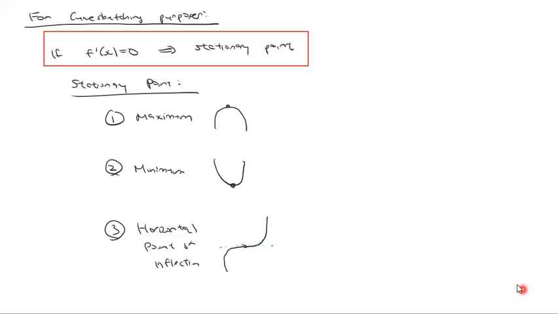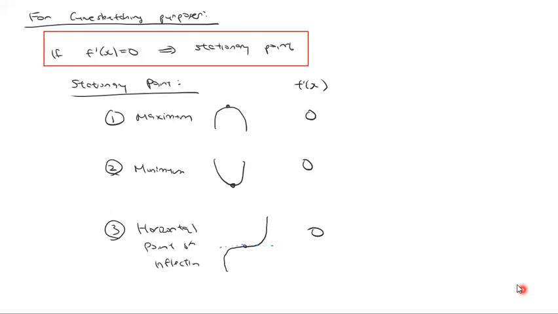Now, since they're all stationary points, this first derivative must be zero in all cases. Okay, because after all, they're all stationary points. That really doesn't help us figure out what it is. And well, it shouldn't. However, we need to differentiate between them. Now, there are two ways to do this.